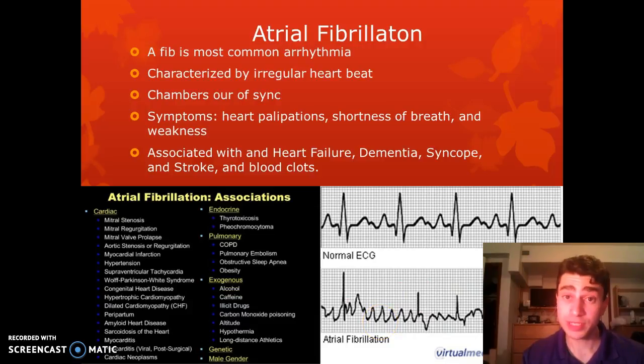Some of the symptoms we see in AFib are heart palpitations, shortness of breath, and weakness, and it's also associated with a variety of heart conditions such as congestive heart failure, dementia, syncope, which is dizziness or fainting, stroke, and blood clots. And it's also associated with other bodily systems such as the endocrine system, the pulmonary system, as well as other exogenous forms such as caffeine and alcohol, which can affect your heart rate and blood pressure, as well as endurance athletes and high altitudes.